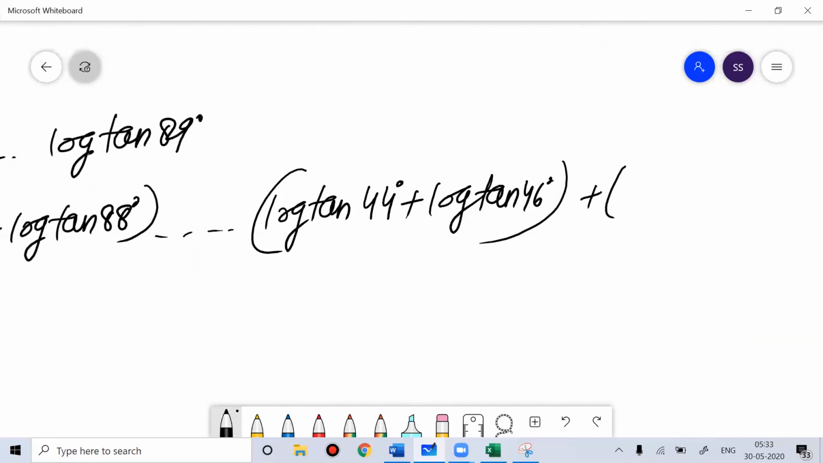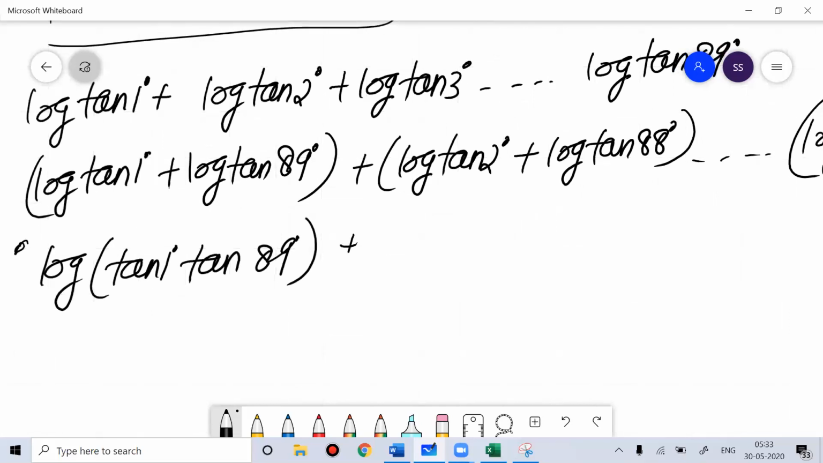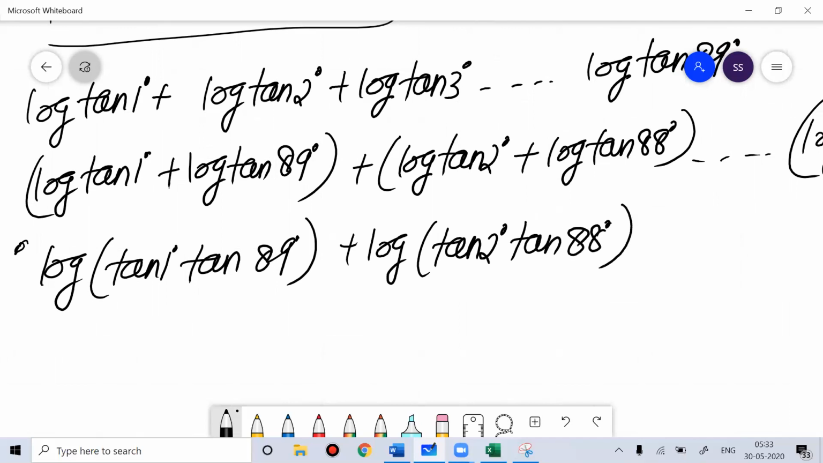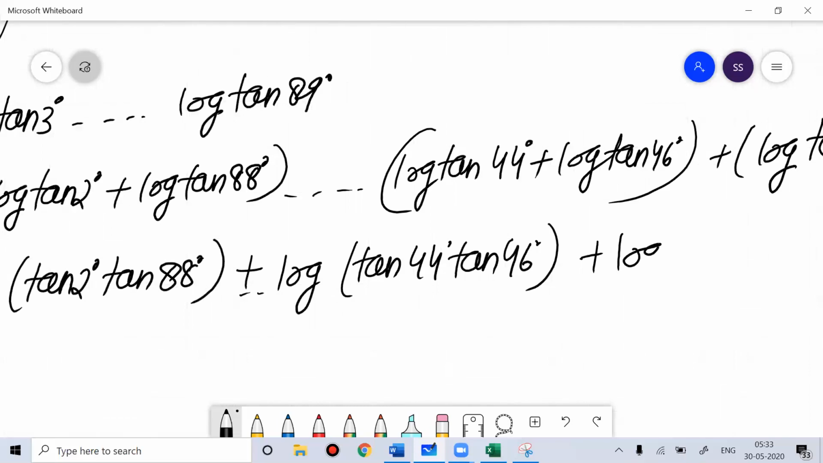Ultimately what will be left is log of tan 45 degree. Okay, so you can write this further. You know that log a plus log b is log ab. So I can write this as log of tan 1 degree into tan 89 degree, plus log of tan 2 degree into tan 88 degree, plus similarly, log of tan 44 degree into tan 46 degree, plus log of tan 45 degree, which anyway is 1.